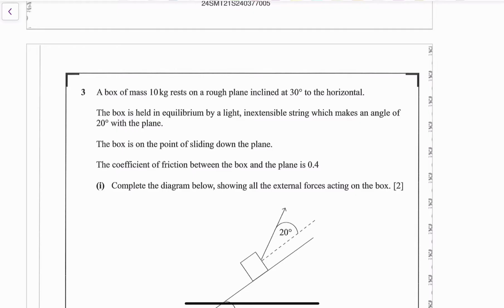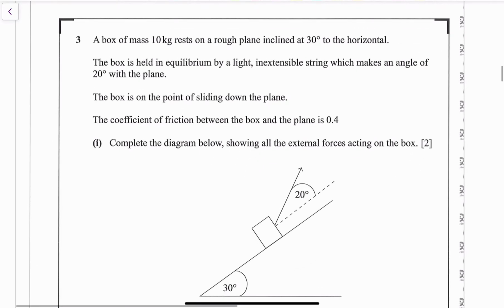Okay, right. Box of mass 10 kilograms rests on a rough plane at 30 degrees to horizontal. The box is held in equilibrium, so it's held static, by a light inextensible string which makes an angle of 20 degrees with the plane. So that's going to be a tension in that one. The box is on the point of slipping down the plane. So if it's going to slip down, that means friction has to act upwards. So going up this way, you're going to have your friction. Tells you the coefficient of friction is 0.4. So that's 0.4R.